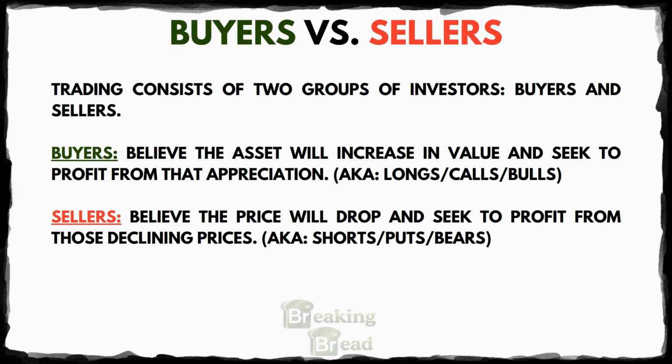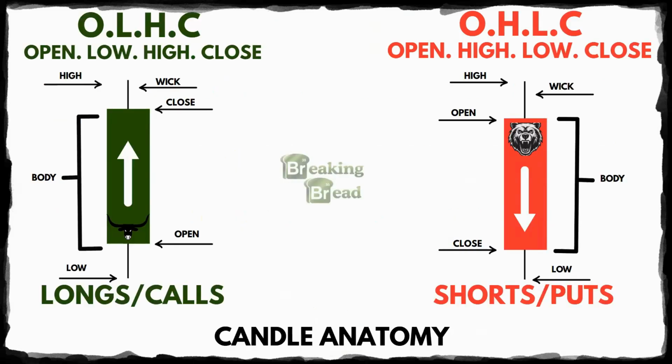Now, for each participant in the market, the buyers and sellers, we have a candle that represents both. So we have our uptrend candle and our downtrend candle. For our buyers candle, our longs candle, our call candle, our uptrend candle, this candle opens at the bottom of the body of the candle. It pushes to its lowest point. So this is the lowest price went within this candle before buyers stepped in and pushed price higher.